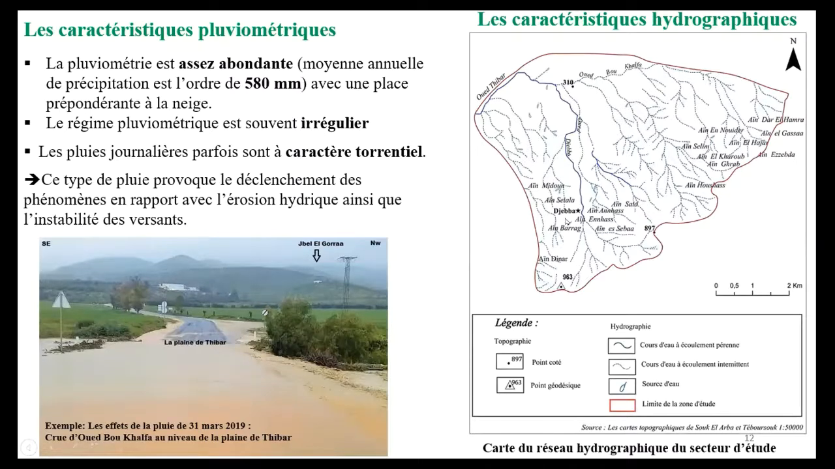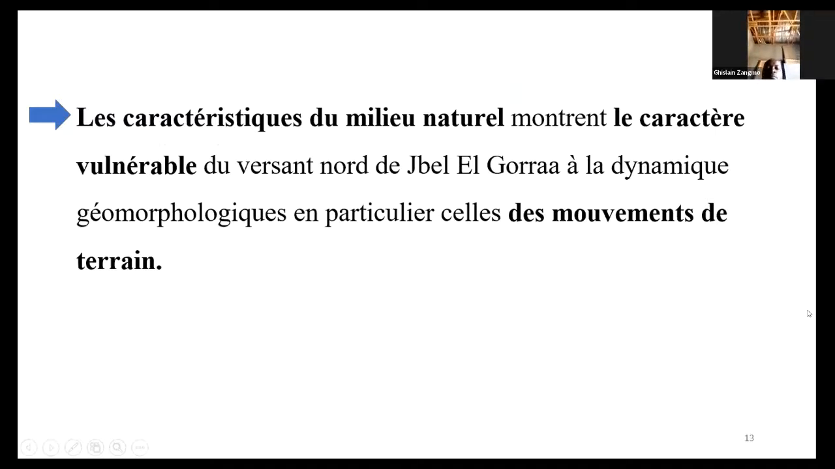Pour les caractéristiques hydrographiques, le versant appartient au bassin versant de Oued Tebar. Ce bassin versant présente un réseau hydrographique très dense, avec la présence de sources d'eau qui jaillissent sur le versant nord du Jbal El Gora, au contrebas de la paroi rocheuse, en contact de la roche dure et de la roche tendre. Ces sources vont entraîner l'imbibition de la roche et certainement les glissements de terrain. Les caractéristiques du milieu naturel montrent le caractère vulnérable du versant nord du Jbal Gora et la dynamique géomorphologique, en particulier celle des mouvements de terrain.